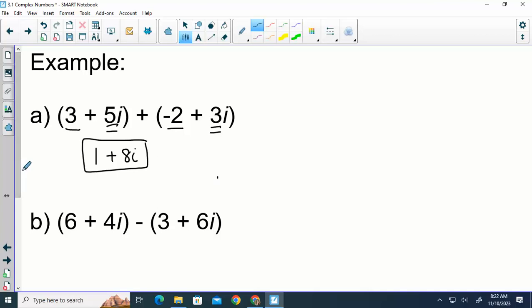B. What do we have to do for subtracting? You have to change that negative sign and then distribute the negative. It's just like A, adding. So you add the real, 6 plus negative 3 is 3. Add the imaginary, 4i plus negative 6i is minus 2i. 3 minus 2i.